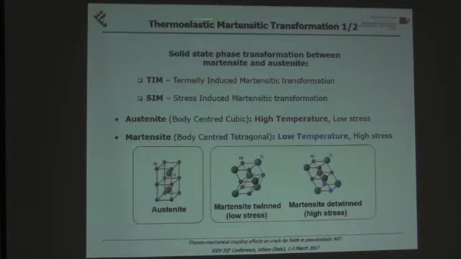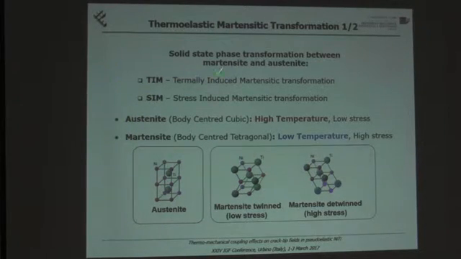So, a few words about the thermoelastic martensitic transformation. It is a reversible solid-state phase transformation between austenite and martensite. The austenite is a body-centered cubic structure which is stable at high temperature and low stress. It is the parent phase. The product phase is the martensite, which is a body-centered tetragonal structure which is stable at low temperature and high stress. It means that if you change either the temperature or the stress, you can obtain the two crystallographic states of the material.